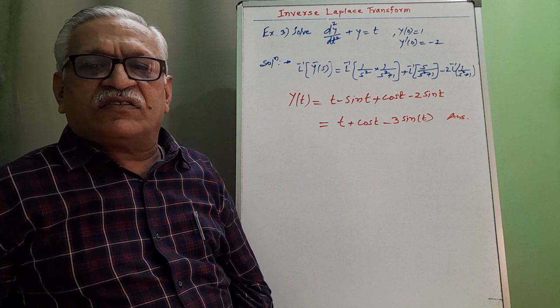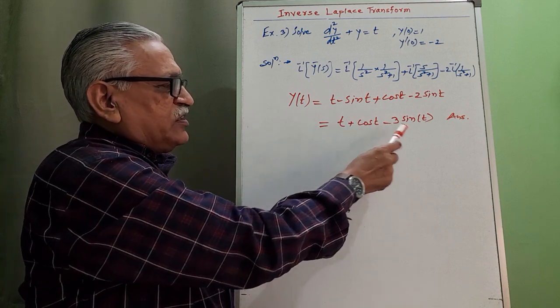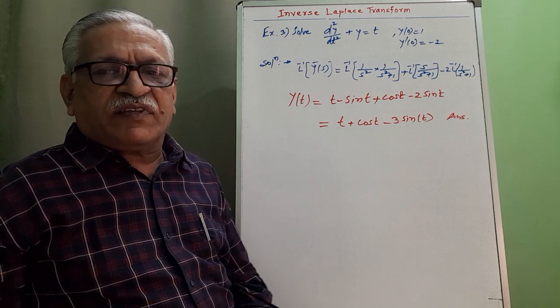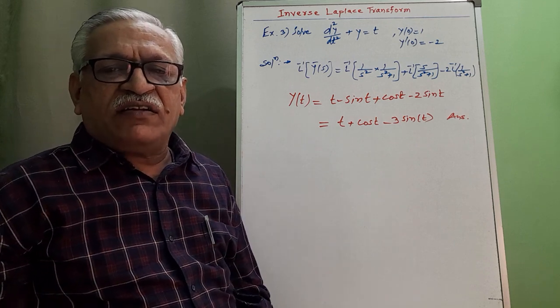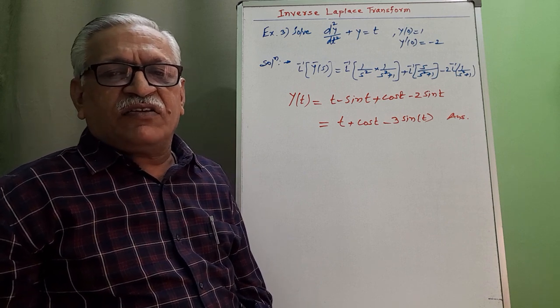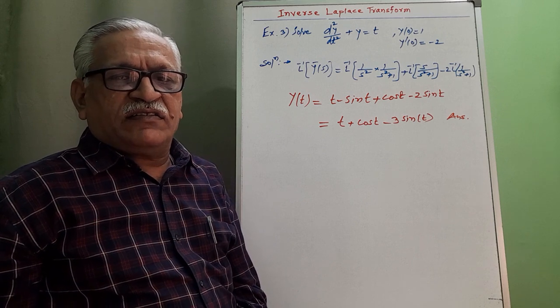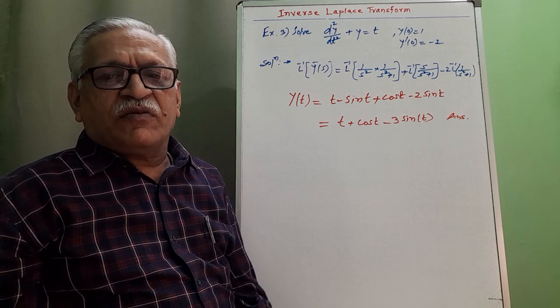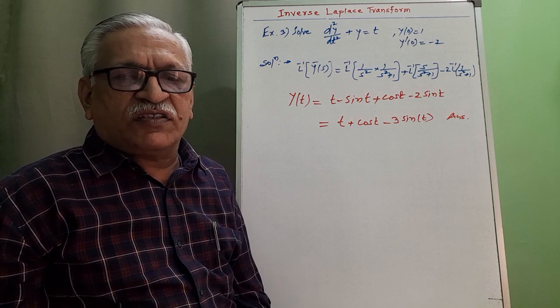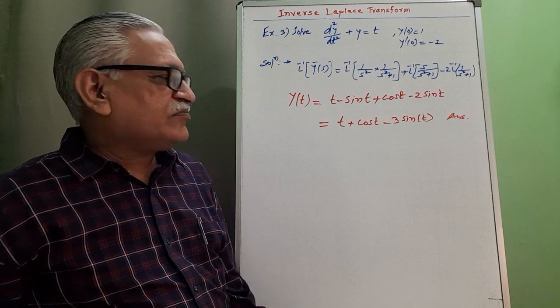As a final answer, the required solution is y of t equals t plus cos t minus 3 sine t. In this, I have applied the convolution theorem to find the inverse. In the next example, I am applying the partial fraction technique to obtain the inverse Laplace transform. Either we have to apply the convolution theorem or the partial fraction method to find the inverse.